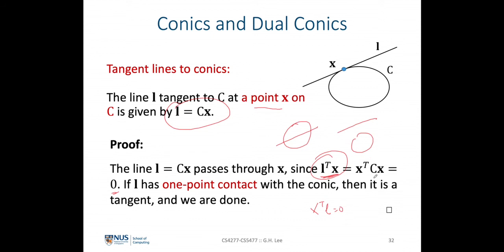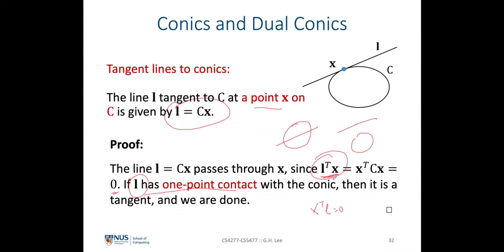And we have also seen that all the points that lie on a conic are going to fulfill this incidence relation where x transpose Cx equals 0. So if the line has one contact point, which means that this line is the tangent line to the conic, then it is a tangent and we are done.